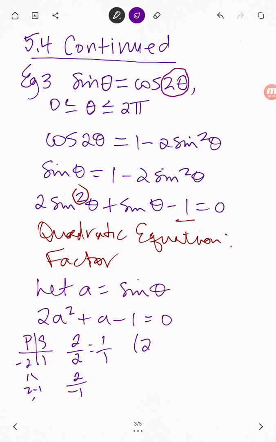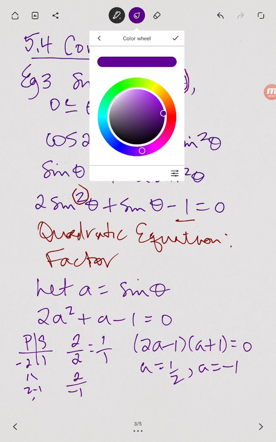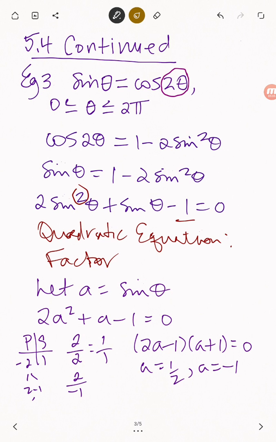Now this becomes 2A minus 1 times A plus 1 equals 0. And I'm going to isolate A in each bracket to solve for A. So if this was just a quadratic equation that I was solving, then I'd be done. However, we need to not forget that our A is actually sine theta. So we need to put that sine theta back in for A now. So what we actually have is sine theta equals a half, sine theta equals -1.